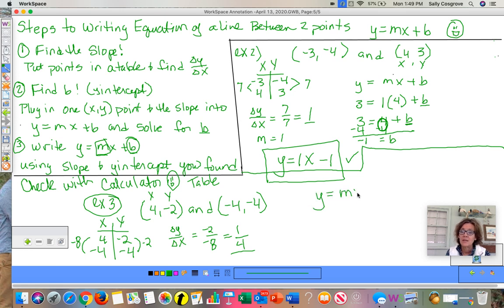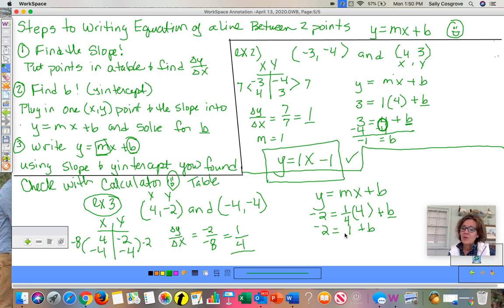y equals mx plus b. The y value that I need to plug in is right here, -2, equals the slope we just found, 1/4. The x value that I need to plug in is right here, 4, plus b, which I don't know. That's what I'm trying to find. So let's simplify this. -2 equals 1/4 times 4, which is 1. -2 equals 1 plus b.